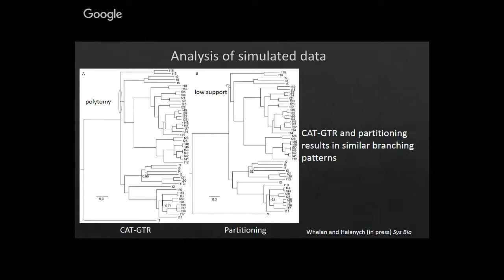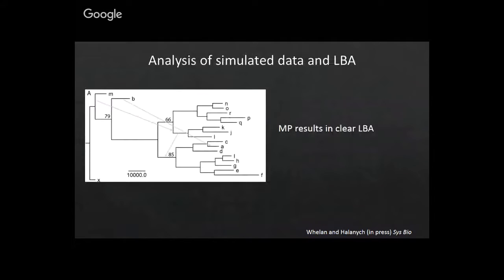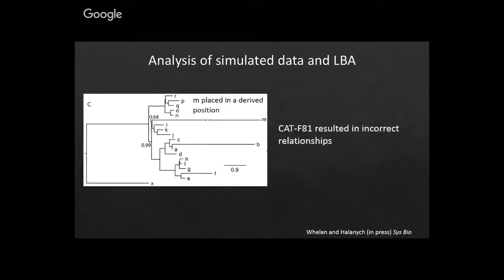bootstrap support. And you can kind of see the nodes that are labeled there, where the nodes that are poorly supported with CAT-GTR are also less supported with partitioning as well. So similar behavior between these two techniques or models. Looking at these trees that were susceptible to long branch attraction, we did show with maximum parsimony that these data sets result in clear long branch attraction.